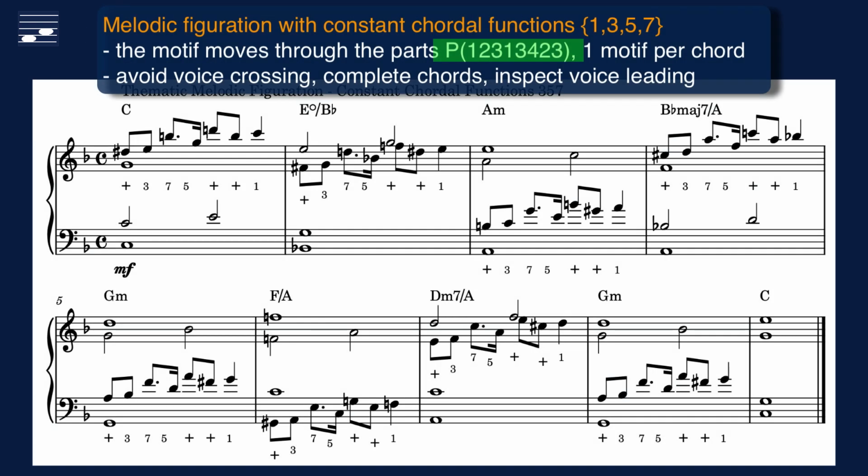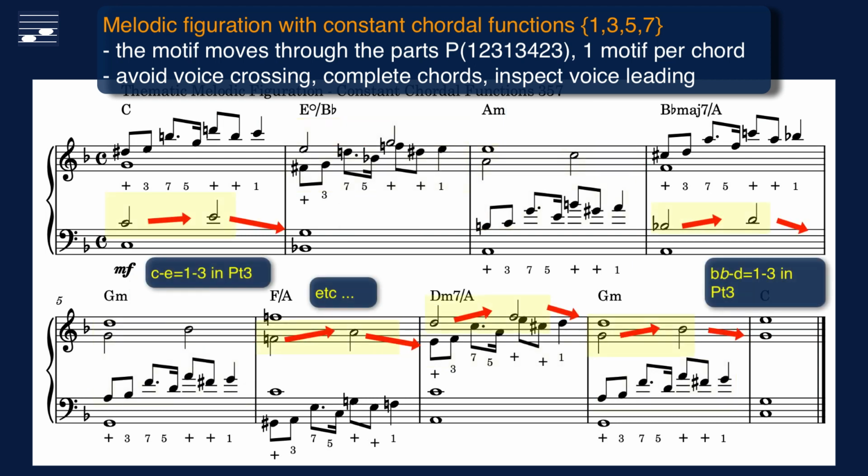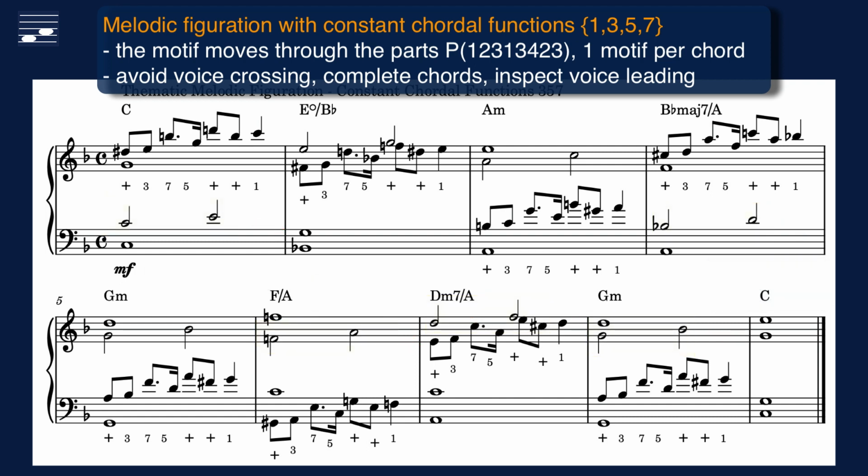The part sequence is shown here at the top. Again, there is a single motif statement per chord, and we must correct the voice leading in other parts to avoid adjacent part voice crossing in bars 2, 3, 5, 8 and 9, and maintain complete chords in measures 1, 4 and 6 to 8. The creation of 7th chords changes the overall mood of this setting.